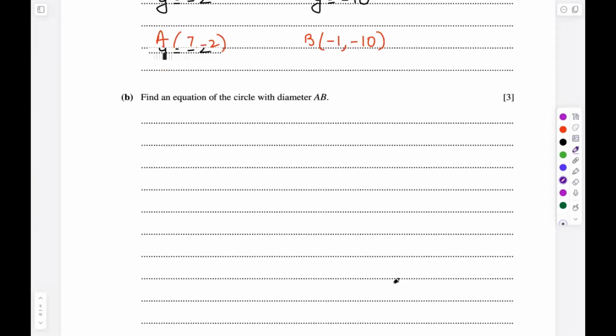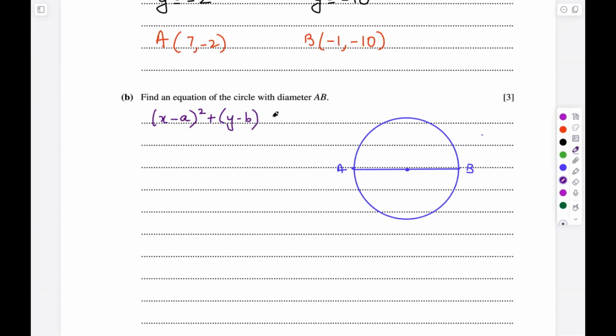In part B, we have to find the equation of the circle with diameter AB. Now, if we have a circle and the diameter is the point A and the point B, it means that the center will lie at the midpoint of AB. The equation of a circle is given by the formula (x minus a) whole squared plus (y minus b) whole squared equals r squared, where r is the radius and (a, b) are the coordinates of the center.